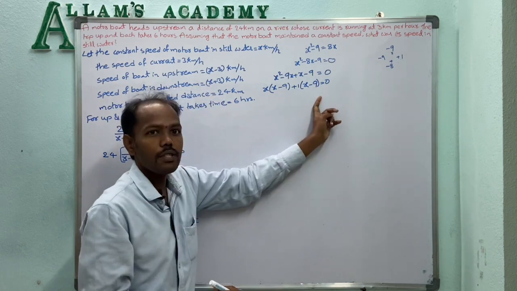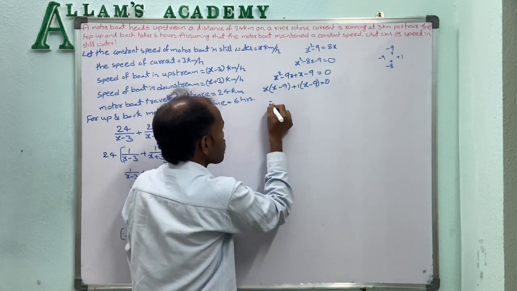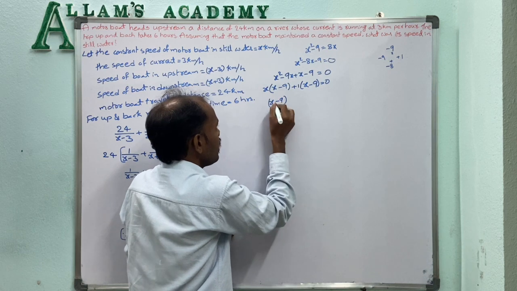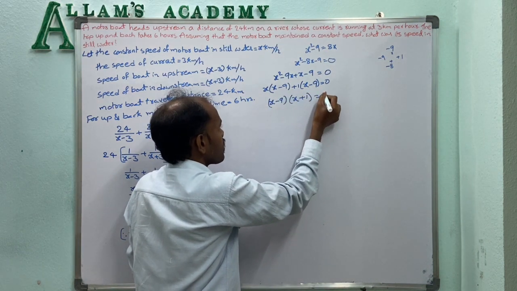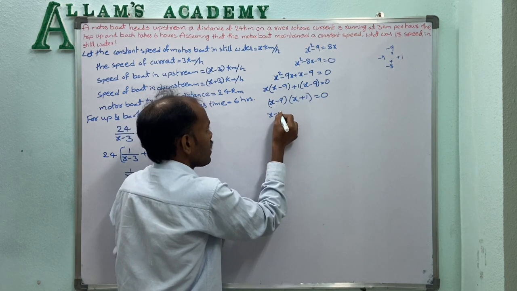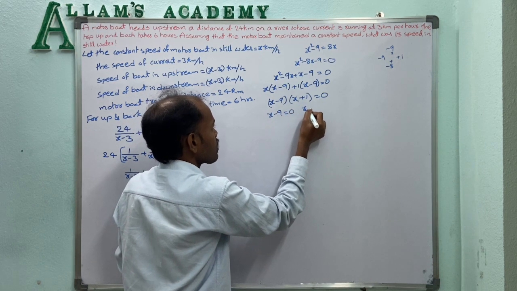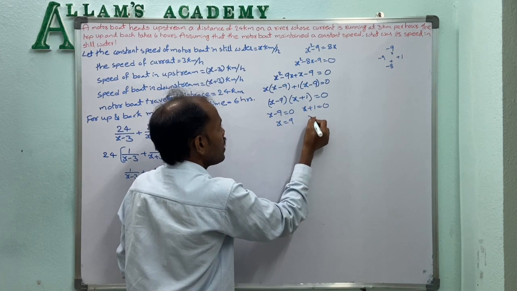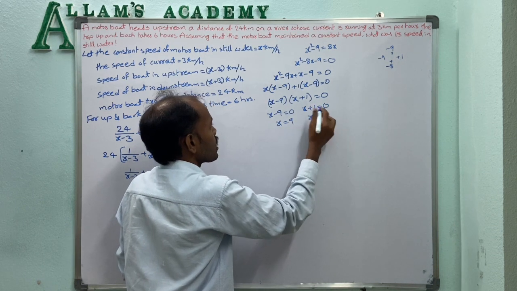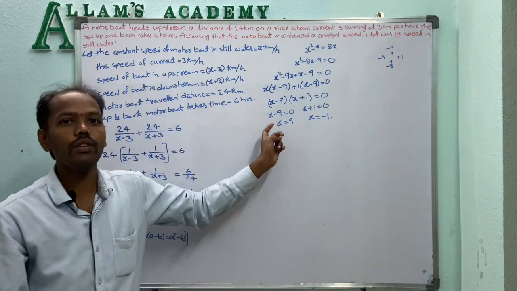Now in this, both have x minus 9 as the common factor. So taking x minus 9 common, here x remains and here 1 remains, so x plus 1 equal to 0. That means either x minus 9 equal to 0, or x plus 1 equal to 0. If x minus 9 equal to 0, then x equal to 9. If x plus 1 equal to 0, then x equal to minus 1.